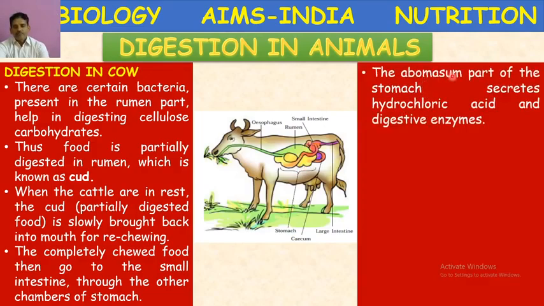The abomasum, part of the stomach of a ruminant or cow, secretes hydrochloric acid and digestive enzymes. Before the food enters the small intestine, it mixes with the hydrochloric acid and digestive enzymes, because the bacteria and flagellated protozoans present in the rumen are killed by the acid secreted by the abomasum.